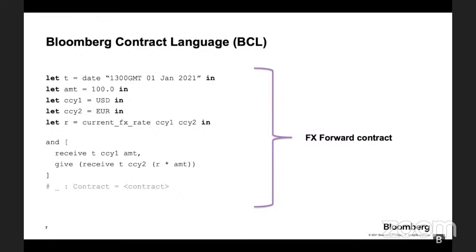So this example over here describes a forward contract which exchanges underlying forex, and it starts out by declaring some components of the contract, like the date on which the contract is to be executed, the amount, the currencies being exchanged, and so on.